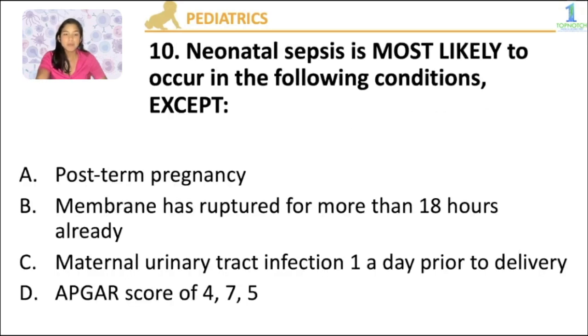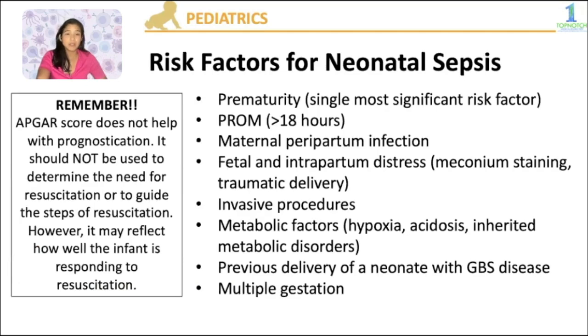Neonatal sepsis is most likely to occur in the following conditions except: post-term pregnancy, a membrane that has ruptured for more than 18 hours, a maternal urinary infection 1 day prior to delivery, or an APGAR score of 4, 7, and 5. The answer here is an APGAR score of 4, 7, and 5. A, B, and C very clearly contribute to the development of neonatal sepsis. So remember, what are the risk factors for neosepsis?